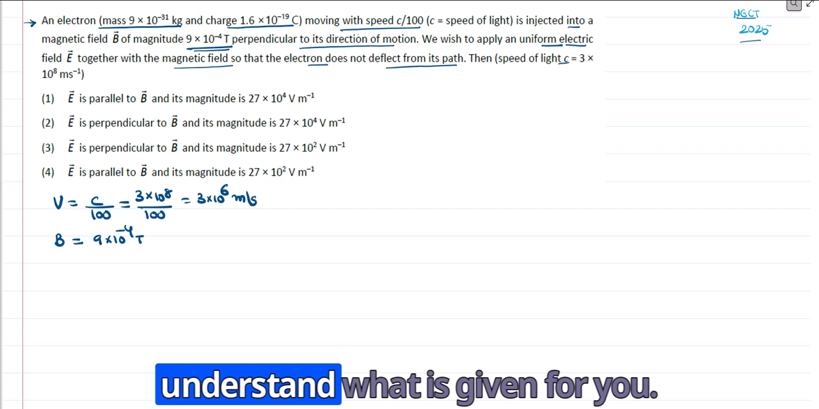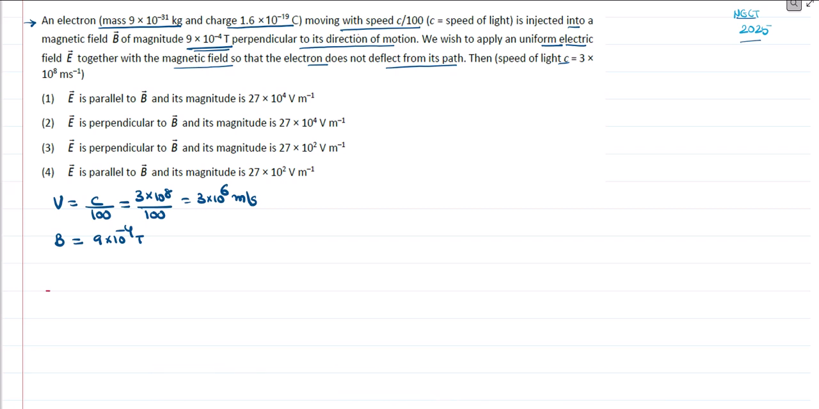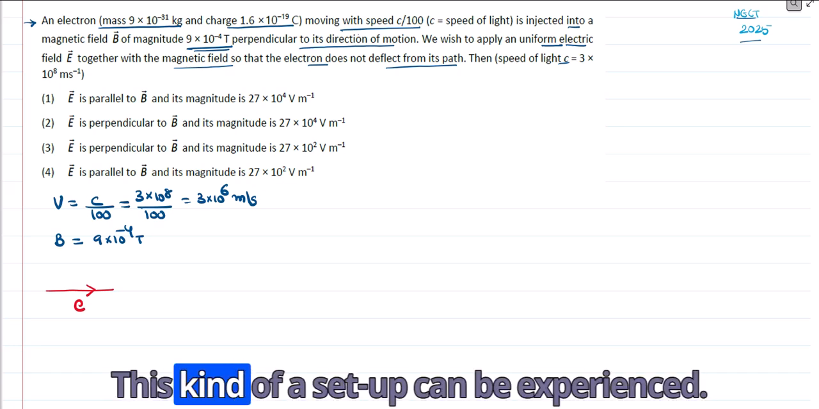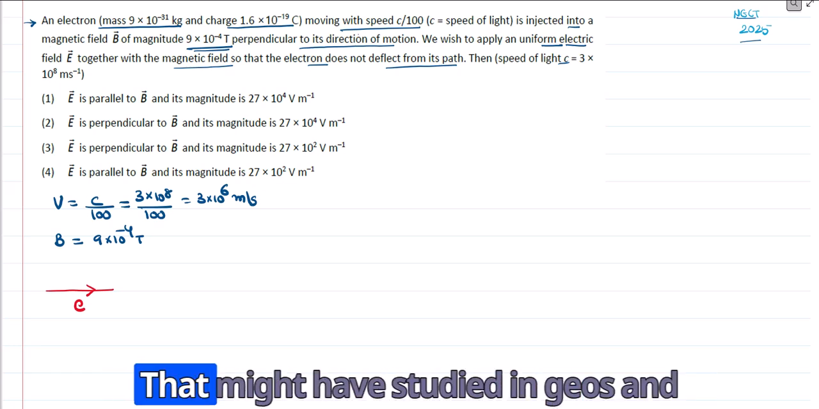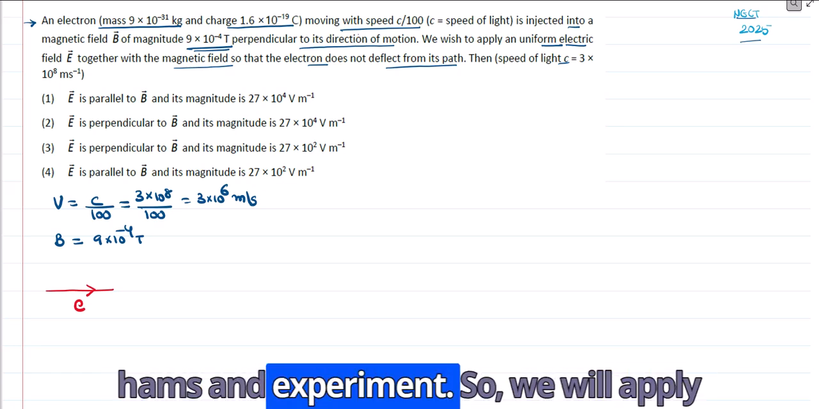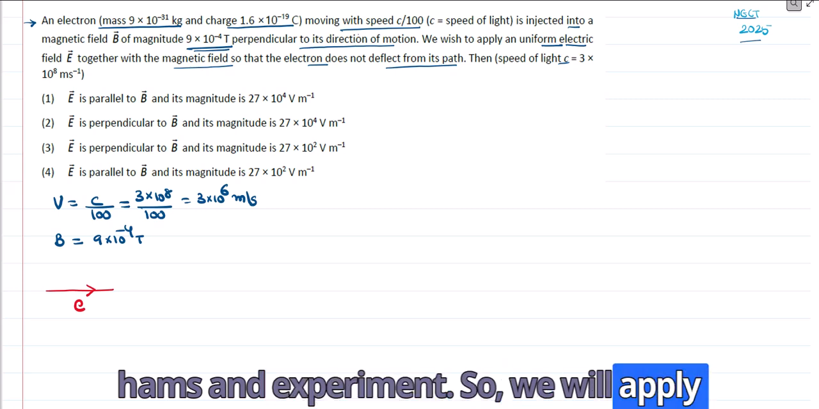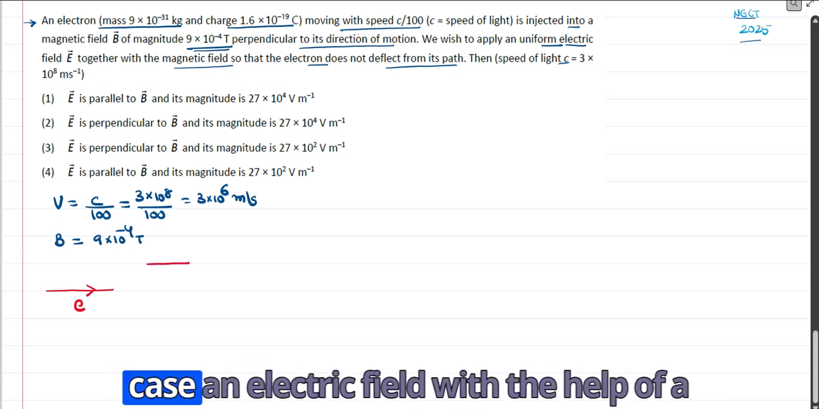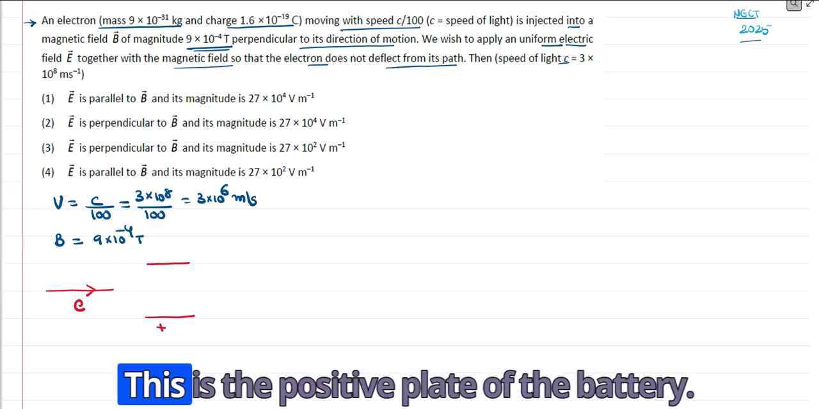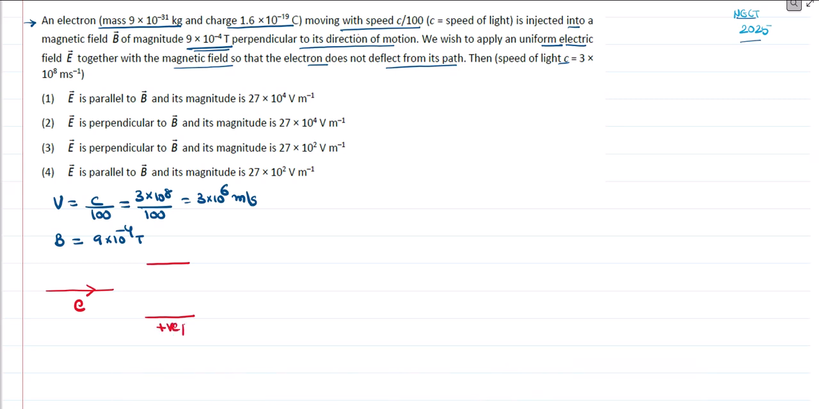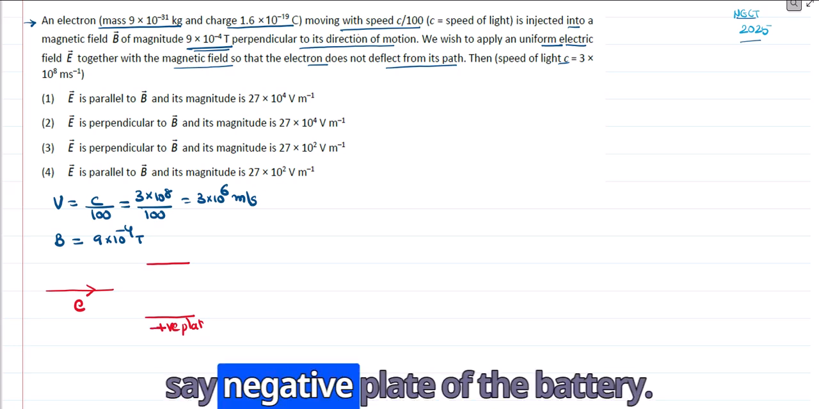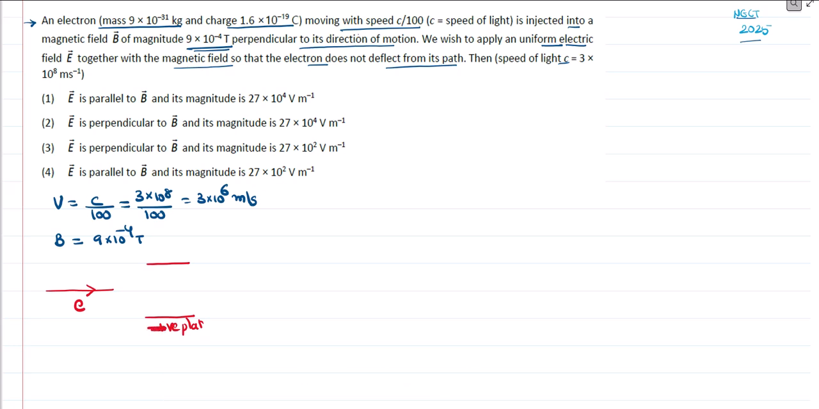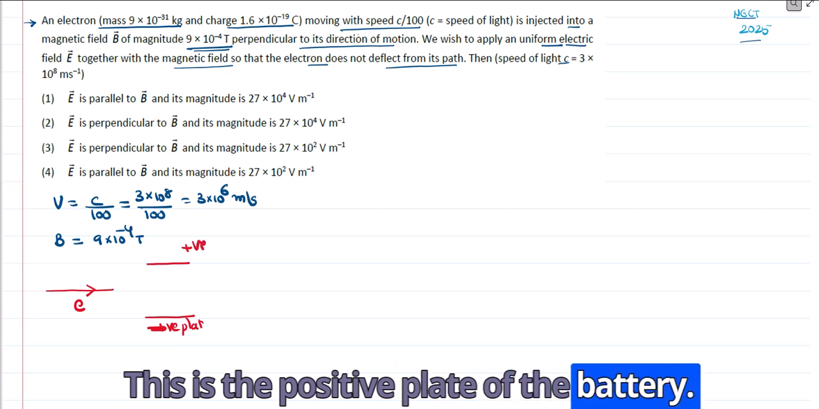Let's try to understand what is given. This is an electron moving. This kind of setup you might have studied in J.J. Thomson's experiment. So, we will apply, as in J.J. Thomson's experiment, an electric field with the help of a battery. This is the positive plate of the battery, and this is the negative plate of the battery.